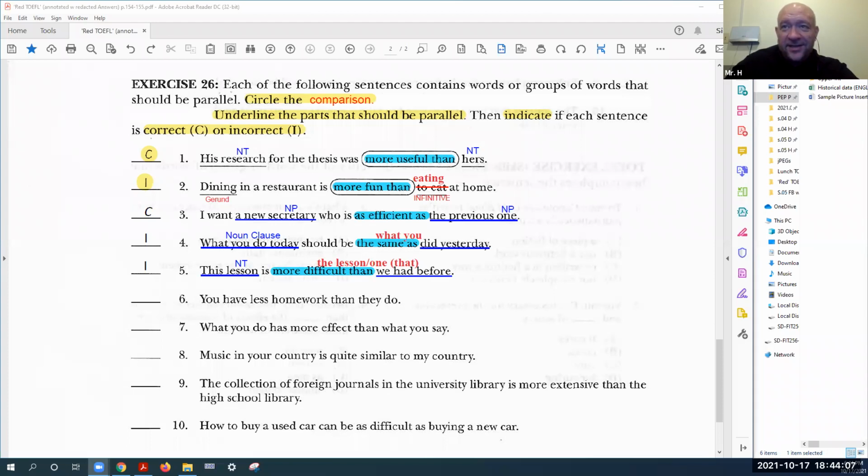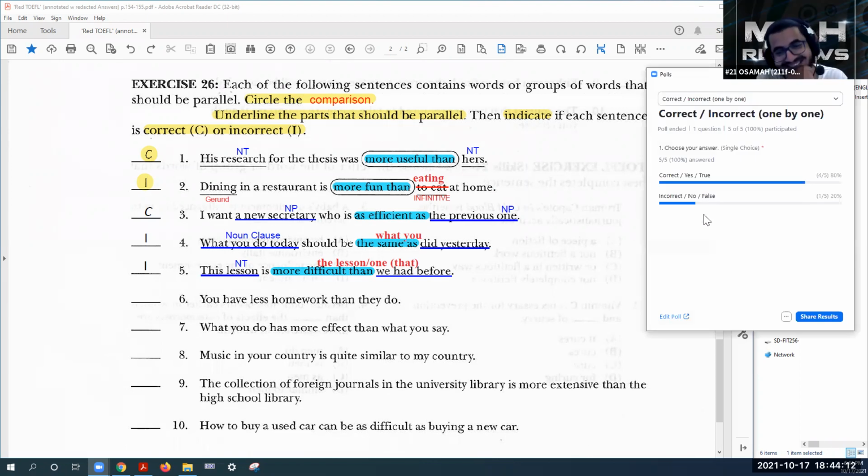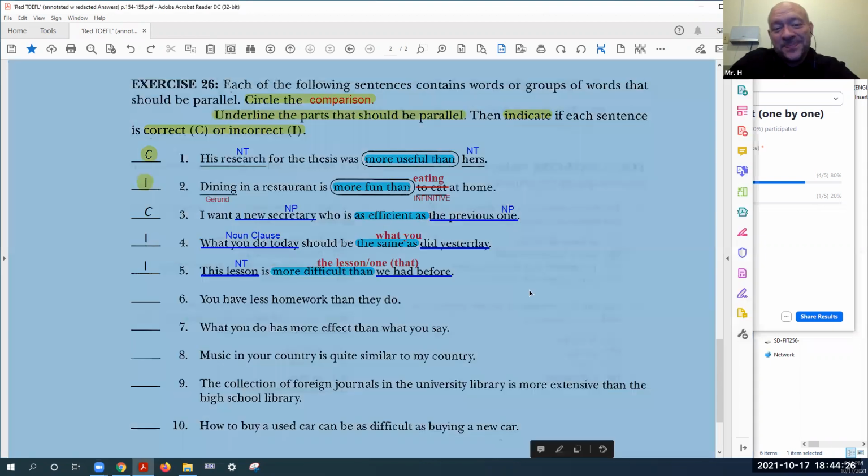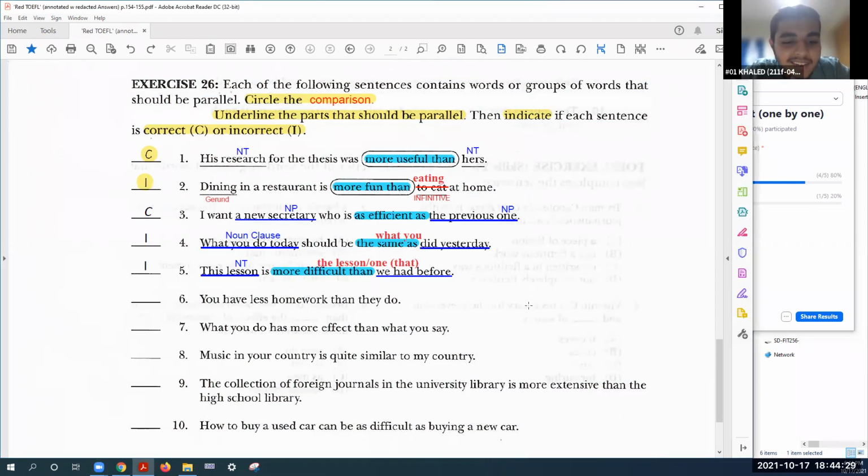All right. Osama, did you have a question? After the answer. Oh, okay. Who said incorrect? Al-Harbi again. Okay. Khalid, you want to explain this one? Yes. "The less homework than." All right, comparison. Does this show that they're the same or different? Different. They're different, right? Yes.